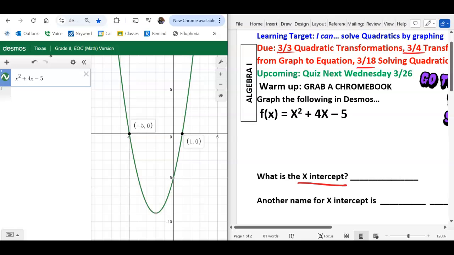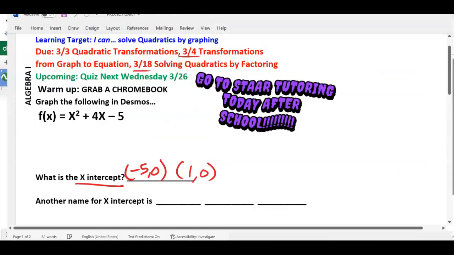Now, the x-intercept over here on the left is -5, 0. And the one on the right over here is 1, 0. Cool?